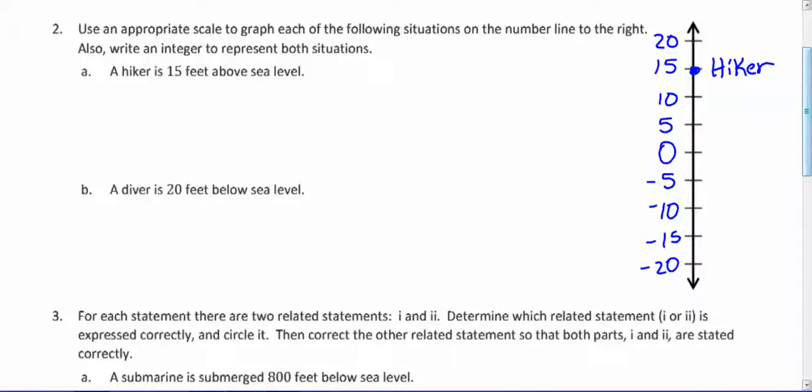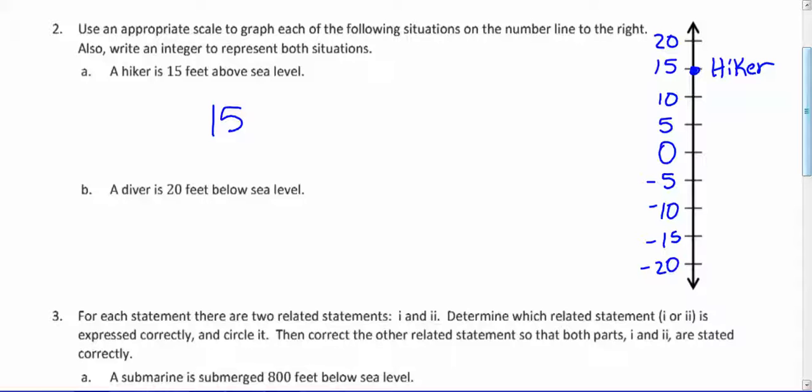All right, and what's the integer that will go with that hiker? Amaya? 15, yep. And a diver is 20 feet below sea level. What will go with that? 20 feet below sea level. Someone I haven't heard from. Calvin. 20 feet below. What's the integer? If you had to write that as a number, in a positive or negative, what would it be? Negative 20. There you go, negative 20.